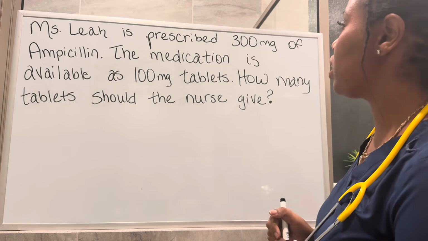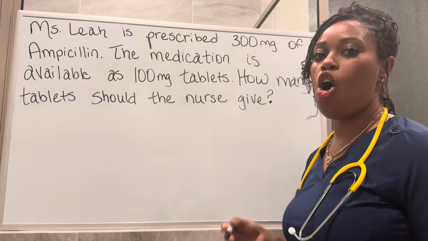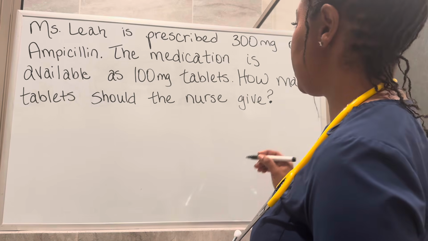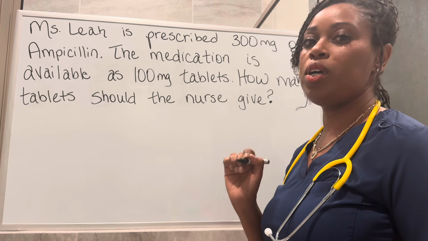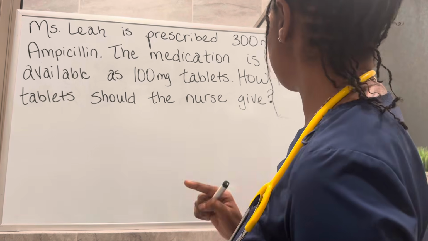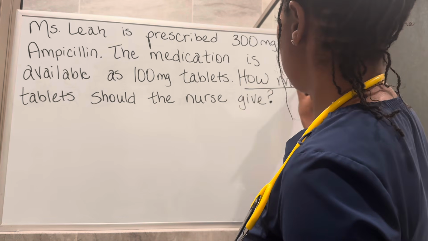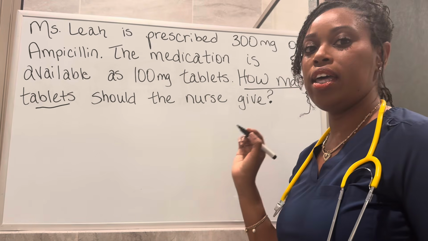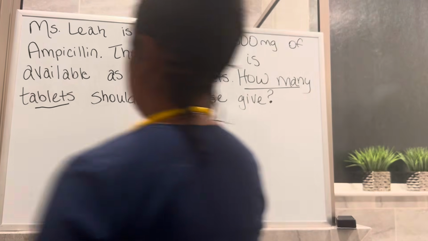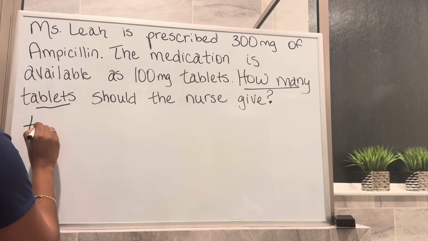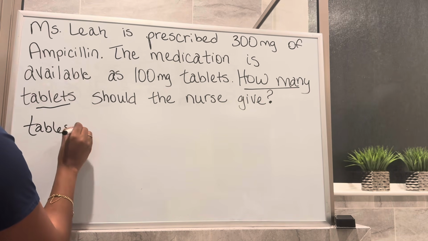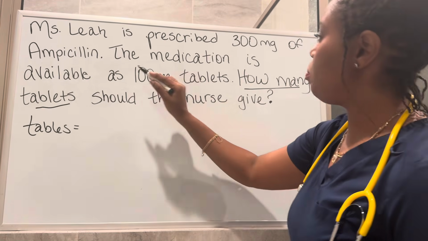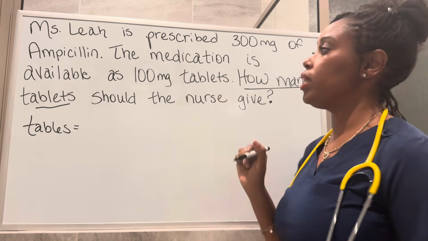You guys know that when I get ready to do my dosage calculation, I always like to start with what they're asking us for and go from there, because at the end, it'll leave me with what I need to know. So first, I want to highlight how many tablets should the nurse give. So I know that I need to end with tablets. Okay? All right, so let's go back into the problem and figure out all the things we really need, okay?